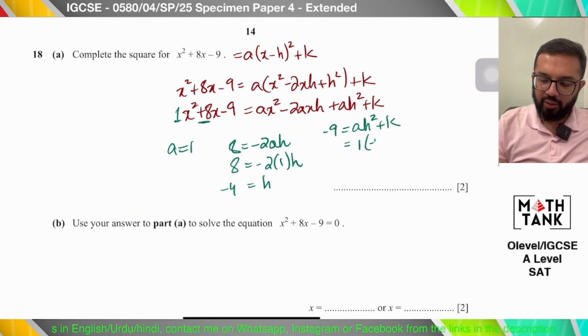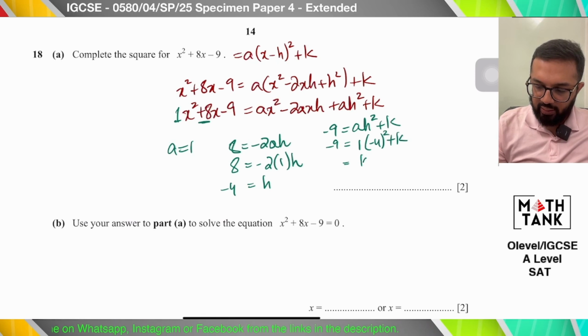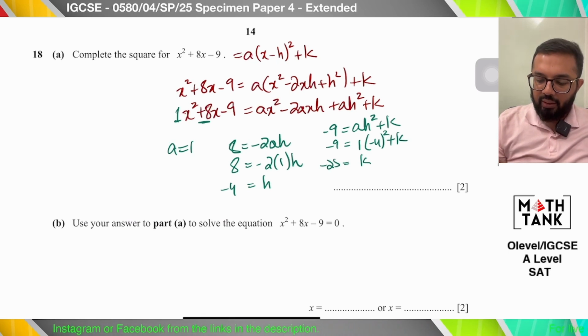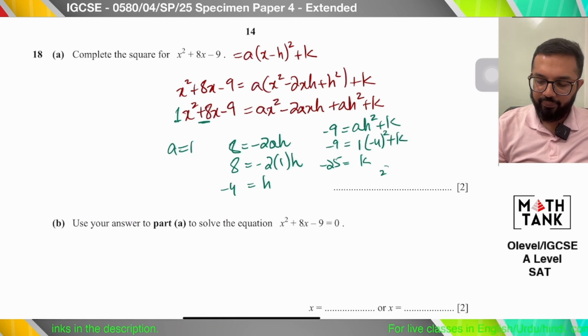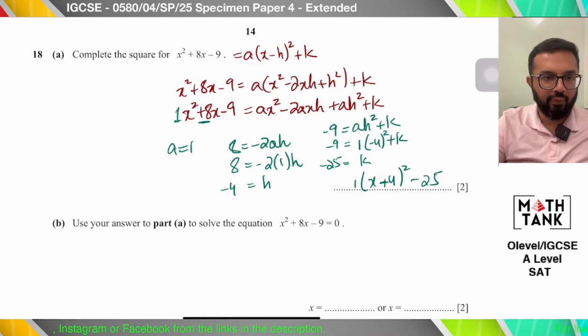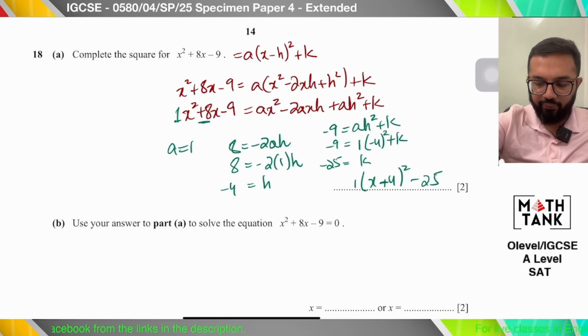So 1 into minus 4 squared plus k equals minus 9, so k is minus 25, I think. So (x plus 4) whole squared plus minus 25. Minus 25. Okay.